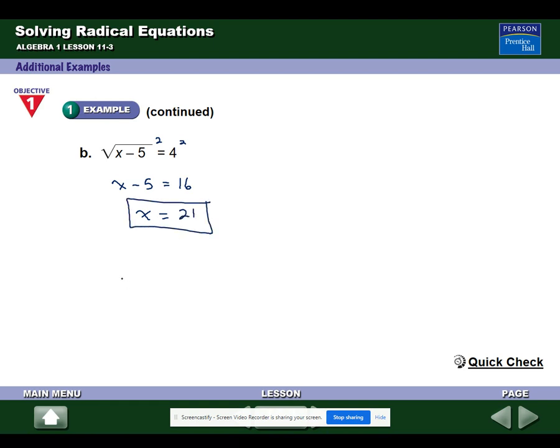Go ahead and check that. Now, you want to check it in the original problem, not after you've squared it, right? This is where the extraneous solution, by the way, that's what it's called. If you have a solution that doesn't actually check, it's called an extraneous solution. That's where the extraneous solution can come about. So where do I want to check? I want to check the square root of 21 minus 5, wondering if that's equal to 4. Well, 21 minus 5 is 16. The square root of that is 4. 4 equals 4. It checks. We know that 21 is the solution.